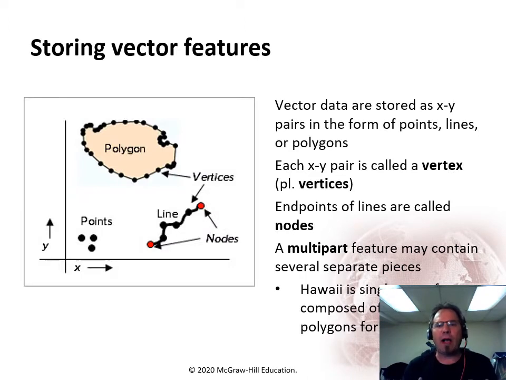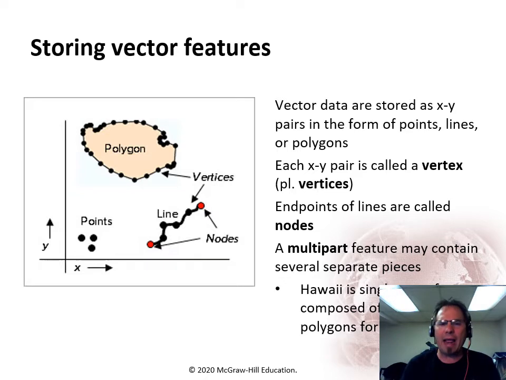All right, so I mentioned this back in, I think, chapter 1. Vector data are stored as XY pairs, kind of like a lat-long sort of thing, but not necessarily in latitude and longitude. Each XY pair is a vertex, or vertices if you have more than one. So you have points, lines, and polygons that make up these vertices or end nodes, and the program understands where to place them both in space and on screen, so to speak.